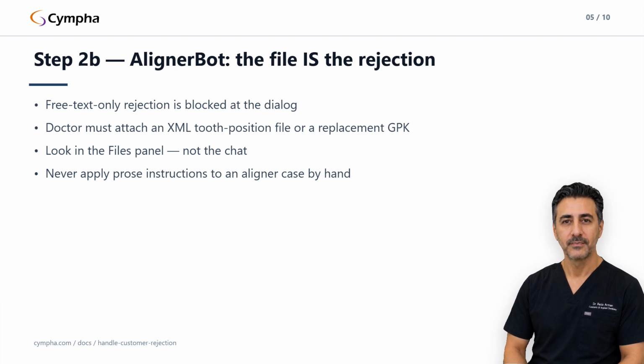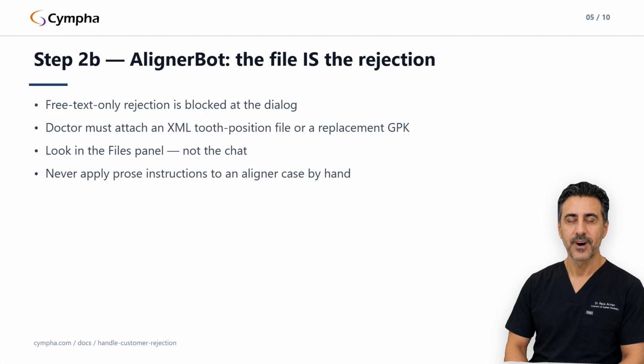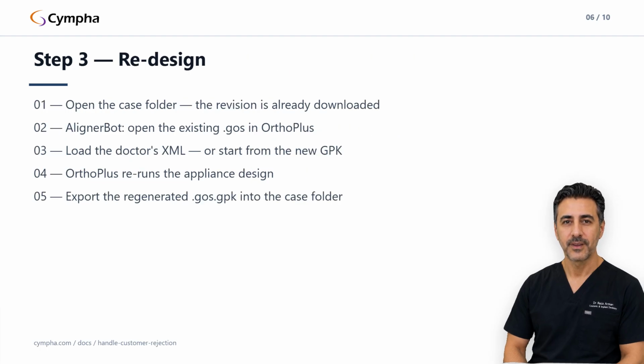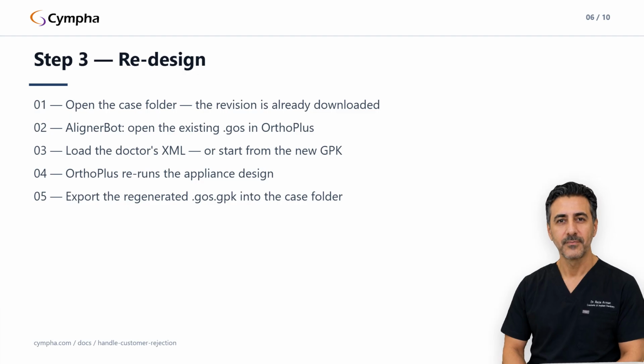The redesign. Open the case folder under your workspace, the same patient path as before, and the agent has already pulled the latest revision artifacts into it. For an AlignerBot case, open the case in OrthoPlus with the existing project file, load the doctor's new XML tooth position file, or open the replacement transfer pack as the new starting point. Let OrthoPlus rerun the appliance design against the refined setup, then save and export the regenerated transfer pack into the case folder.